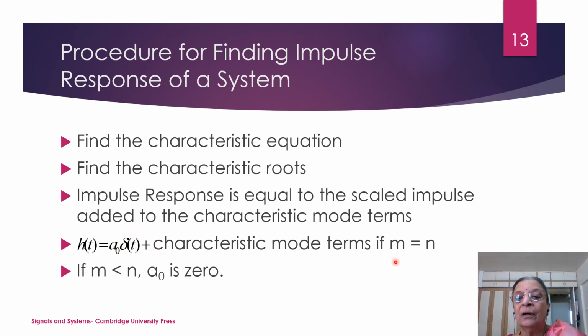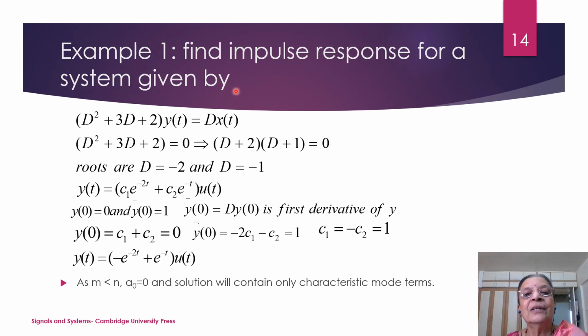If the degree of the numerator is the same as the degree of the denominator, then this A0 delta(t) will exist, and A0 will have some finite value. But if m is less than n, we get A0 as 0. And if m is greater than n, obviously we are assuming that the system is unstable, so we are not calculating the response. So there are two cases we consider: when m is equal to n and when m is less than n. Now consider one example.